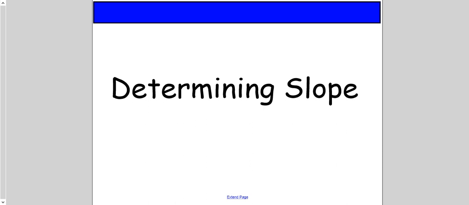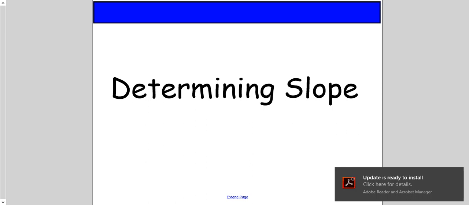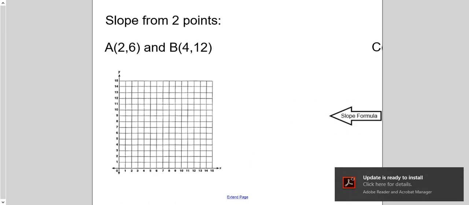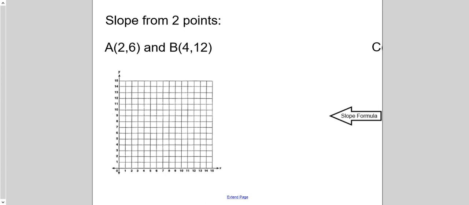Everybody. Today we're going to take a look at determining slope if we have been given 2 points. So you've looked at slope before, and that slope has been off of a graph where you've created a triangle to make your rise over your run. And so before, if you had these 2 points, A at (2,6) and B at (4,12), you would have to go ahead and actually plot those points on your graph.